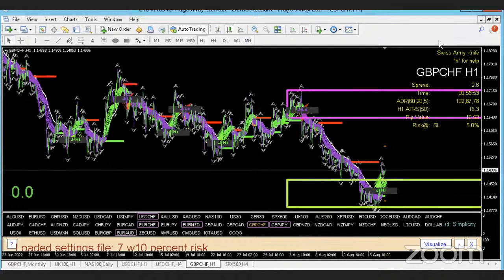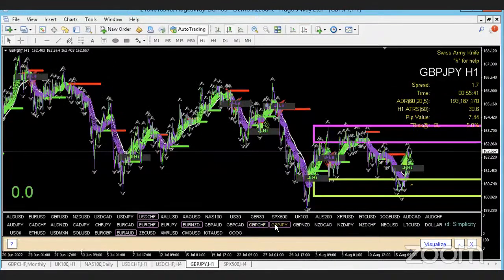A lot of the CHF pairs are really, I dare not say the word oversold, but oversold is the only one I can use that describes what I'm trying to describe. So that's GBPCHF. We got 2 more on the table.